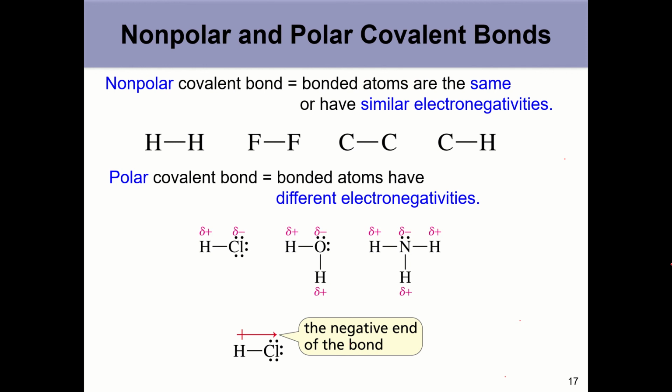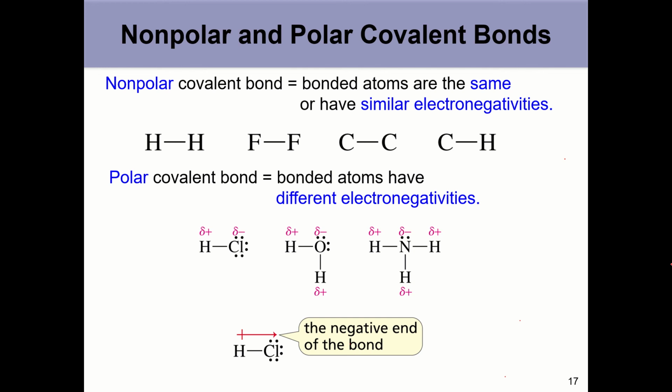Nonpolar and polar covalent bonds. So we need to define what they are. A nonpolar covalent bond is a bond between atoms that have the same or similar electronegativities. And polar covalent bonds are bonded atoms that have different electronegativities.